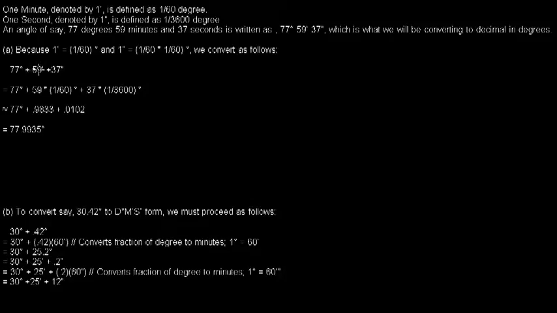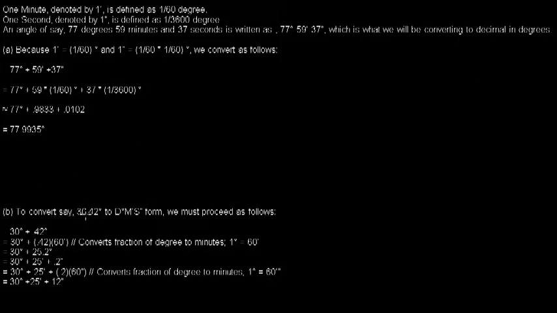77 degrees plus 59 minutes plus 37 seconds is equal to 77 degrees plus 59 times 1/60th of a degree plus 37 times 1/3600th. And it's about equal to this when you multiply it out: 0.9833 plus 0.0102. It's equal to about 77.9935 degrees in decimal.